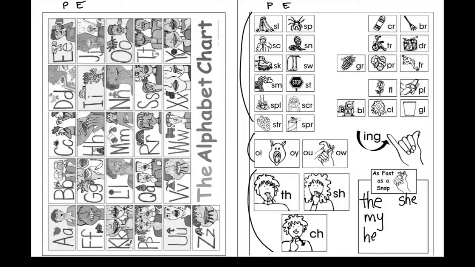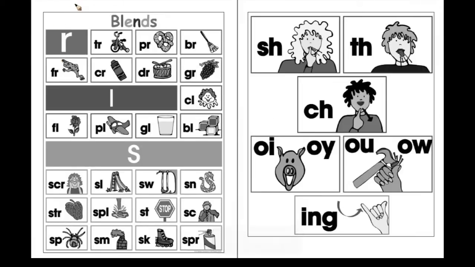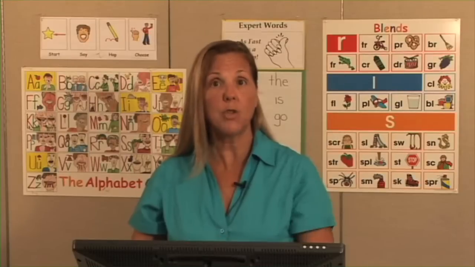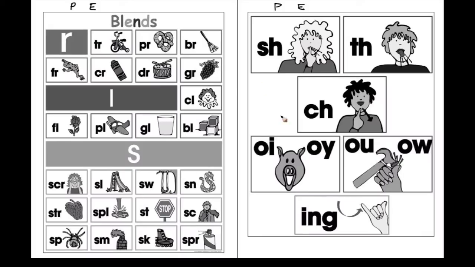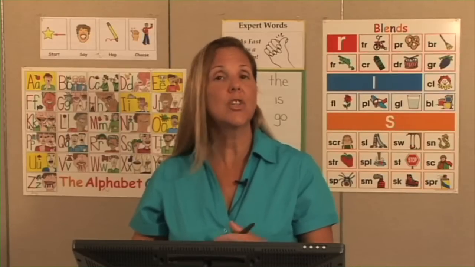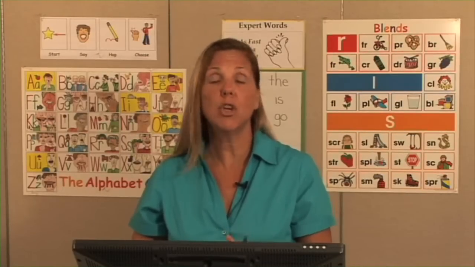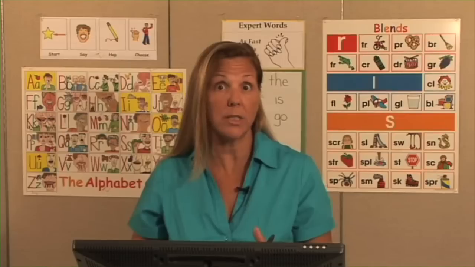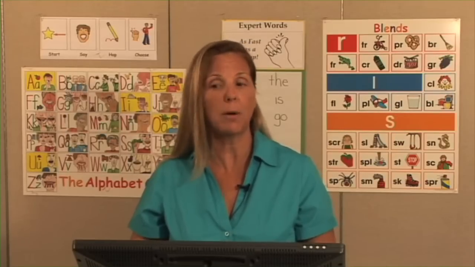Let's turn to the next page. On page 92 and 93, this would be for your pre-emergent and your emergent groups, both pages. They're the blends, and then the sound chart also of your digraphs and diphthongs, and then the ing sound on separate sheets. Again, these are different sound cards that you could use. It's really just different choices for you, whichever ones you prefer.